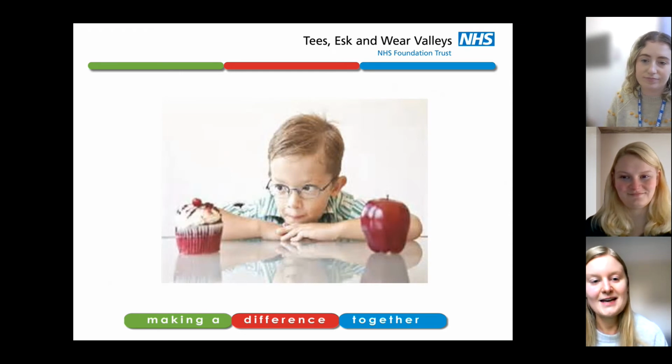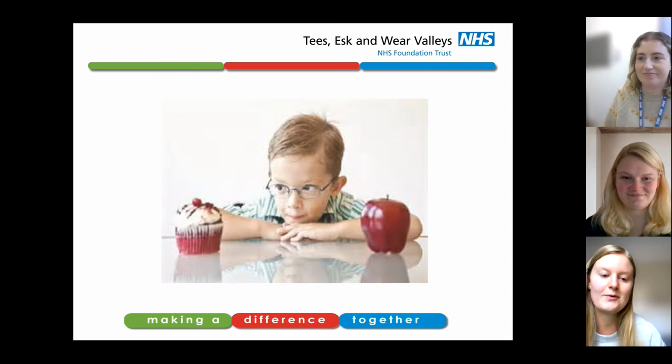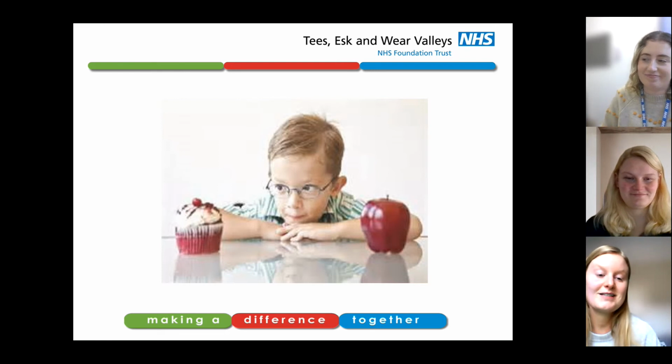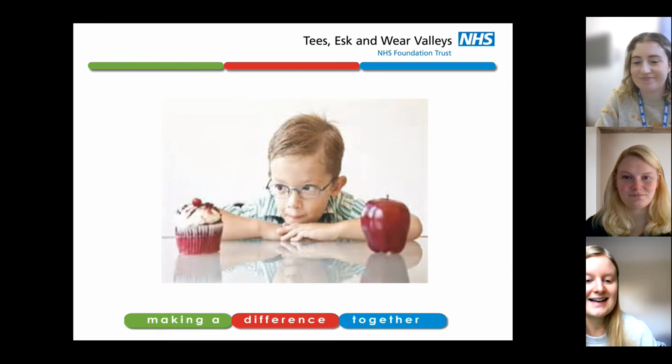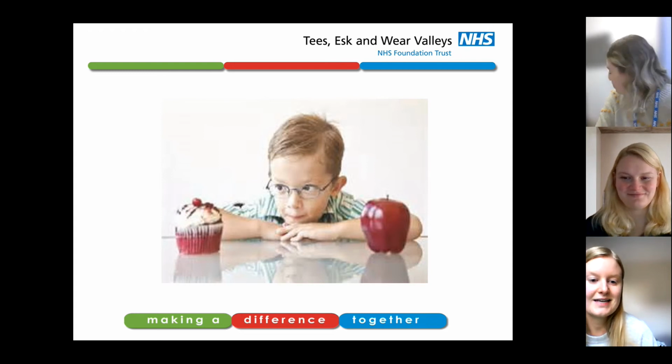So if we look at this nice picture, we can see that the little boy in this picture is possibly making a decision here about what he wants to eat. So he's choosing between the cupcake and the apple, and he's making a very clear decision here that he's opting for the cupcake. So that's his reason for communication in this one.